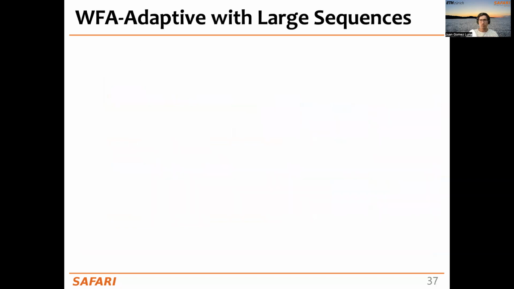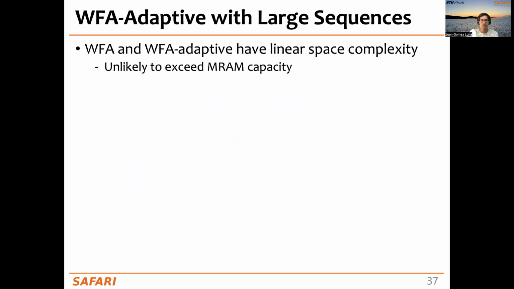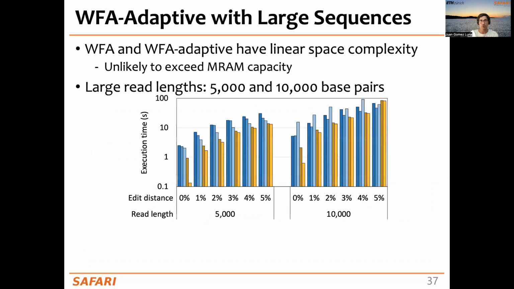We also have more comparison, WFA and WFA-Adaptive for large sequences. One good thing of these algorithms is that they have linear space complexity, and this means that they are really unlikely to exceed the SIMDRAM capacity. And that's why we can go even further and experiment with significantly larger read lengths. Like in this plot, you can see read lengths of 5,000 and 10,000 base pairs for different edit distance thresholds.